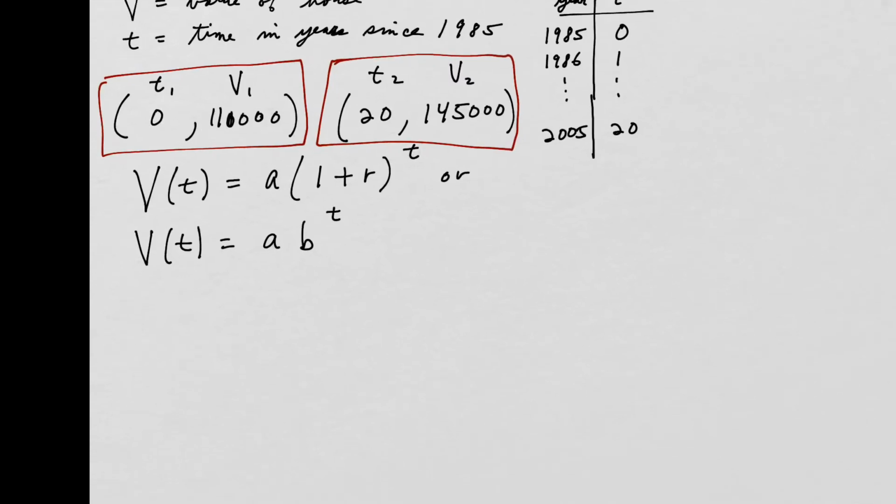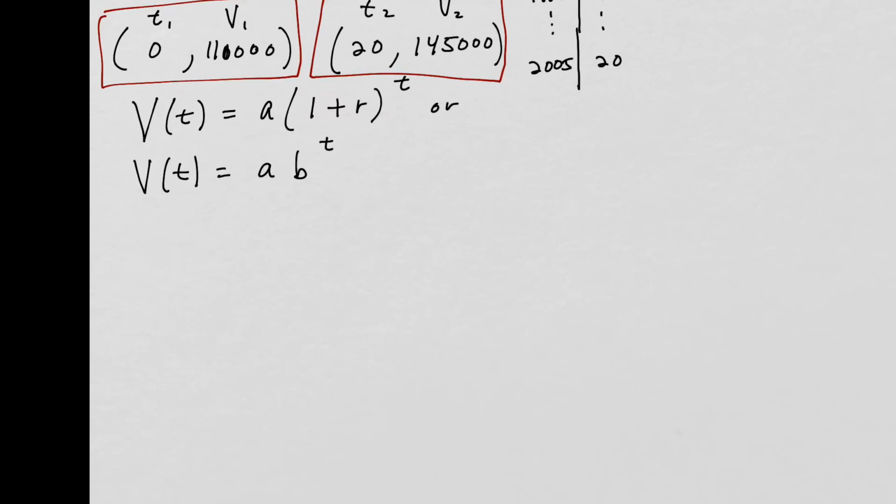So if I plug in the first point, when the value is 110,000, that's when T is 0. Initially, at 0 time, the value is 110,000. This is nice because what is B to the 0? What's anything raised to the 0 power? It's 1, by definition. So that tells us that A is 110,000. We kind of knew that, because A should be the starting value anyway.